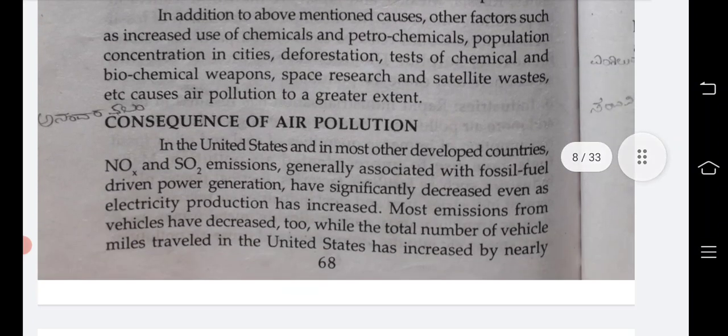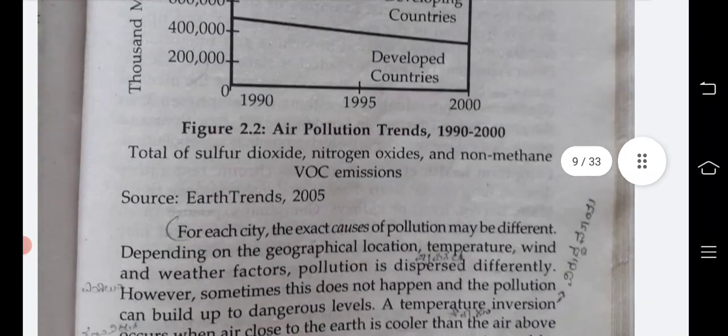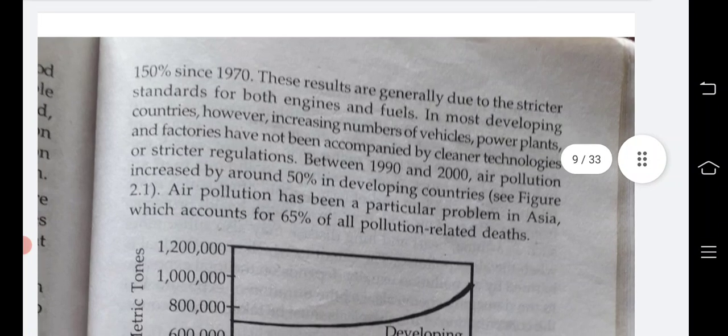Now, the consequences of air pollution. What is the after effect of air pollution? In the United States and most developed countries, nitrogen oxides and SO2 emissions generally associated with fossil fuels and fossil fuel driven power generation have significantly decreased even as electricity production has increased. Developed countries generally try to put up industries or vehicles which are environmentally friendly. Eco-friendly is a term that we use when we buy vehicles. So, they have tried to focus on eco-friendly vehicles. These results are generally due to stricter standards in both engines and fuels.